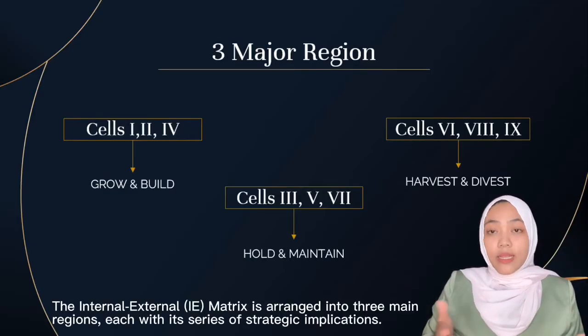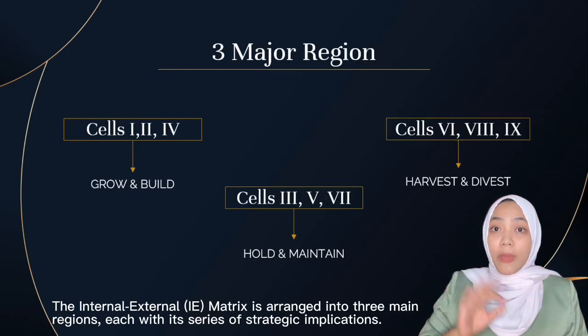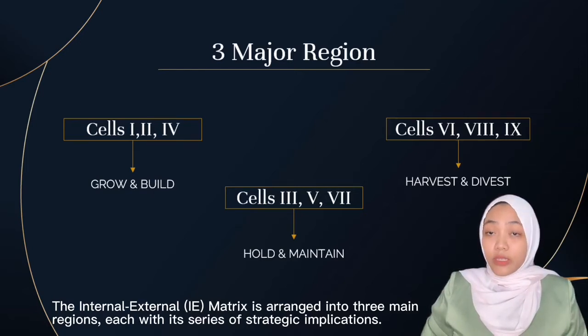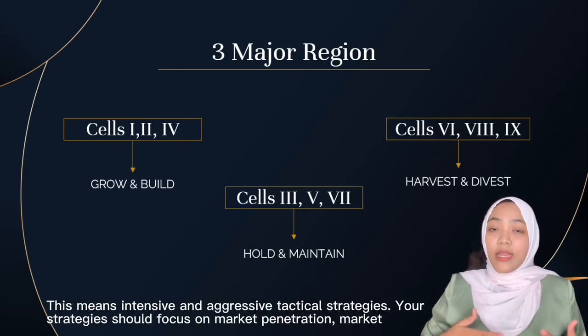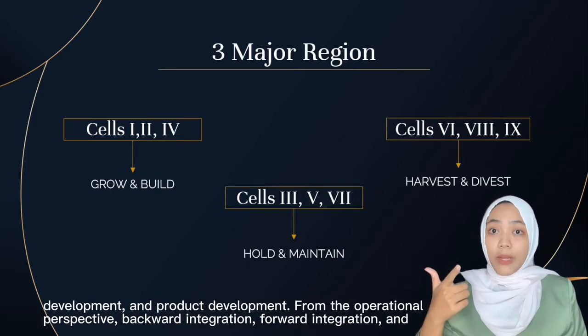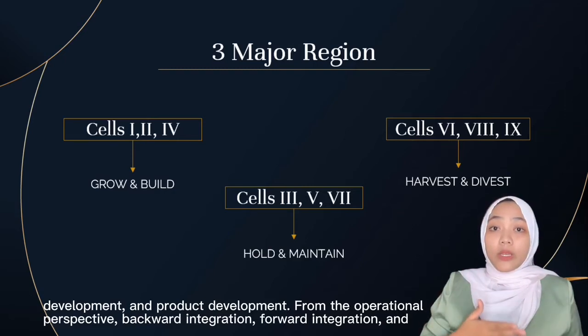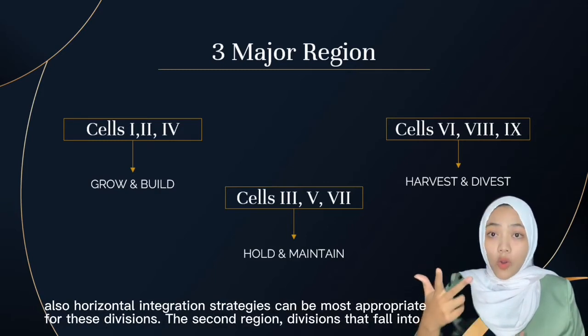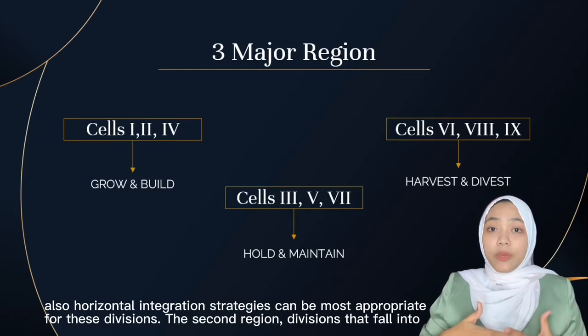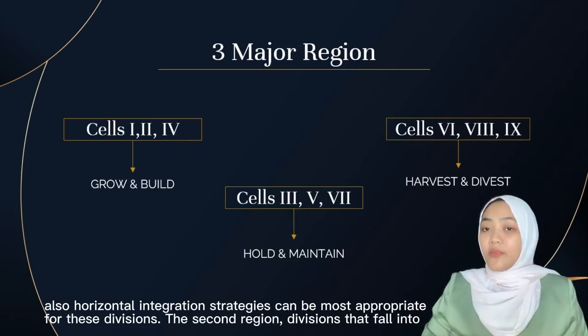The internal-external IE matrix is arranged into 3 main regions, each with its series of strategic implications. In the first region, the prescription for divisions that fall into cell 1, 2 or 4 can be described as a grow and build strategy. This means intensive and aggressive tactical strategy. Your strategy should focus on market penetration, market development, and also product development. From the operational perspective, backward integration, forward integration, and also horizontal integration strategies can be most appropriate for these divisions.